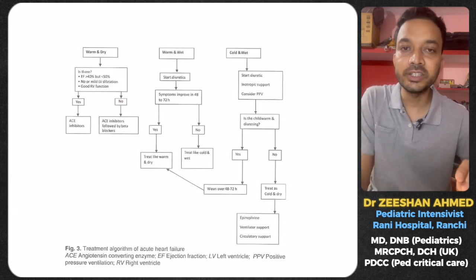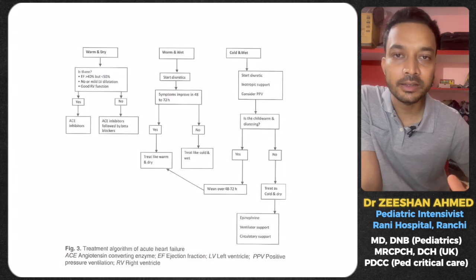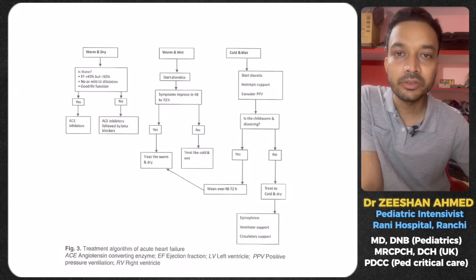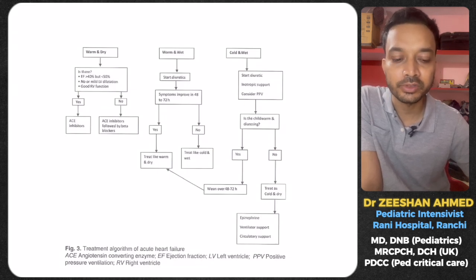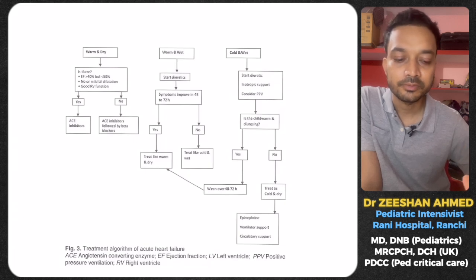However, if the condition is not improving, then we will treat him or her as a case of cold and dry kind of heart failure, which is the most difficult to treat and has the poorest prognosis. Here we will also require, apart from mechanical ventilation and inotropes, circulatory support like ECMO and VAD.